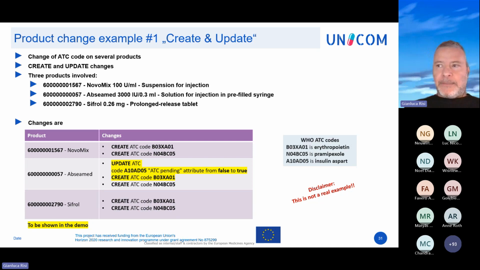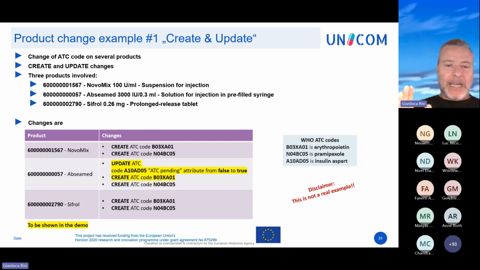This slide tells about the first business example. This is an example of a create and an update change. We want to change an ATC code on several products. There are three products involved: Novomix, Abseamed, and Cifrol. And the changes we want to do on them are to create a change on the first product, Novomix, the same to create changes on the other two products.